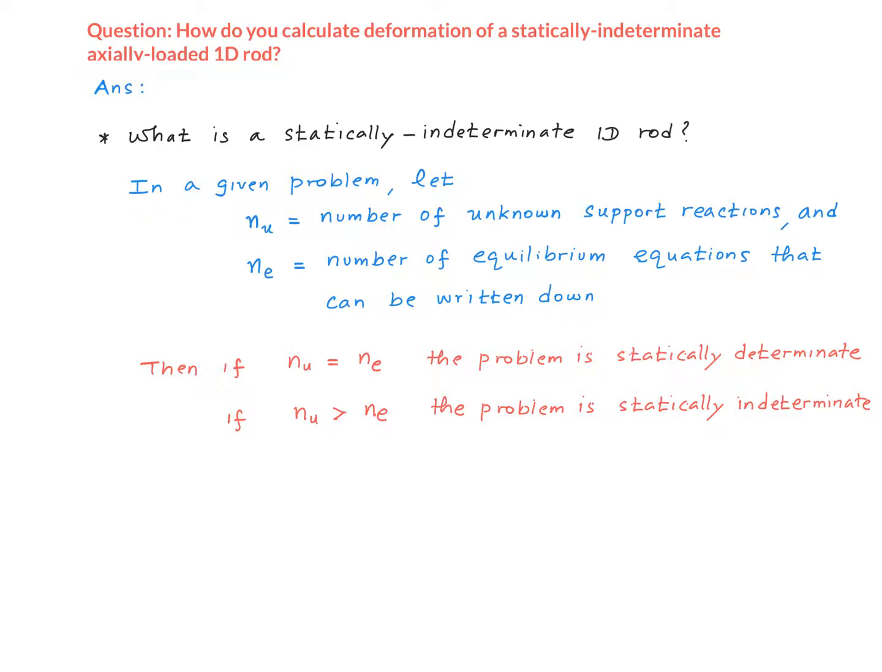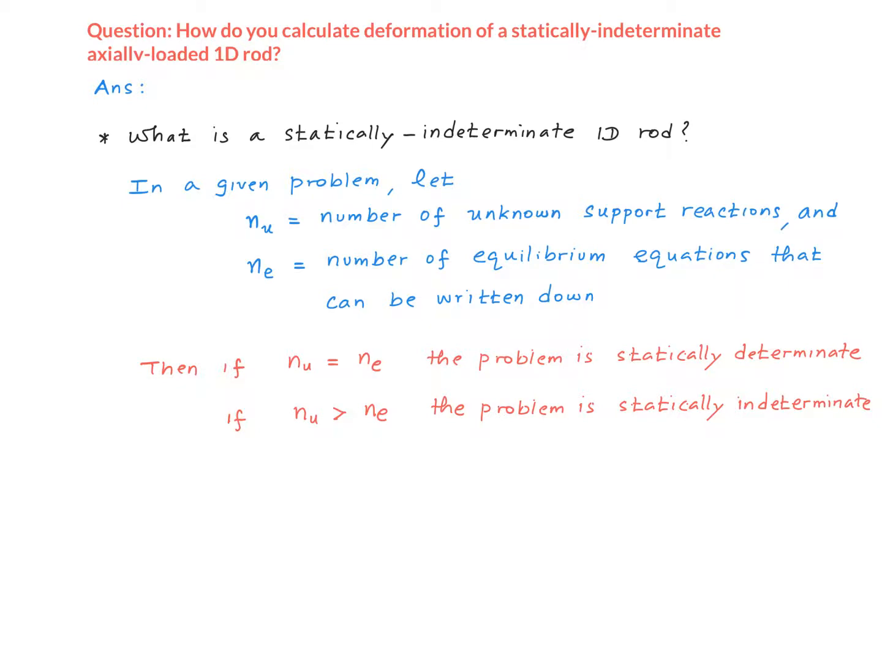In a given problem, let n_u be the number of unknown support reactions and n_e be the number of equilibrium equations that can be written down. If n_u is equal to n_e, that is, the number of unknowns and number of equations are equal to each other, the problem is statically determinate. So these are the kind of problems we've been dealing with so far, right?